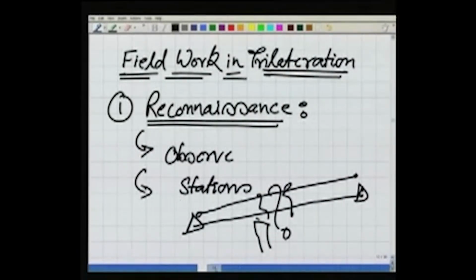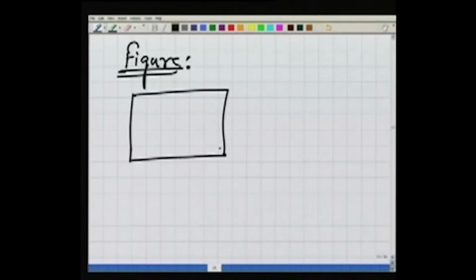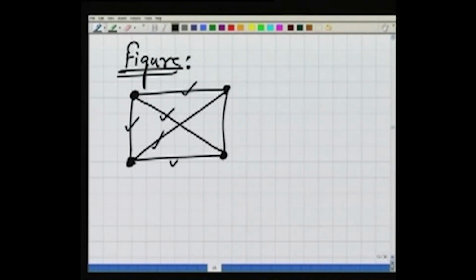At the same time, we know that we have to go for a figure, as in the case of triangulation. Here also we have to make a figure in the field. So what kind of figures are possible here? The figures which are generally adopted are the braced quadrilateral, where you are measuring all these lengths.